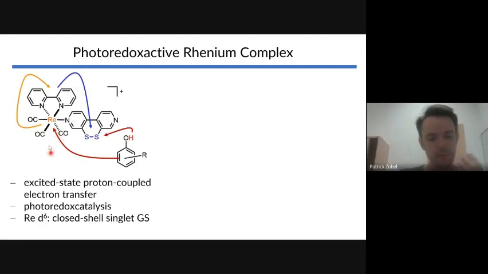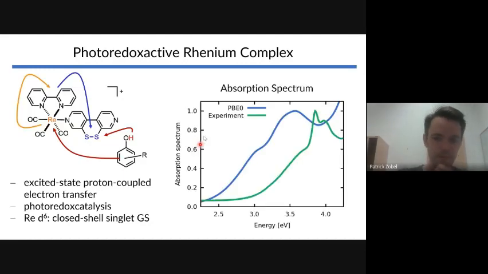Now, in this case, our metal is not an open shell anymore with a degenerate ground state, but it's rhenium d6, which has a closed-shell singlet ground state. So we don't really have to use these very expensive multi-configuration and multi-reference methods, but we can use single-reference methods like time-dependent density functional theory. And this is what we did. So we tried some functionals. At the end, we found that PBE0 gives a good description of the absorption spectrum.